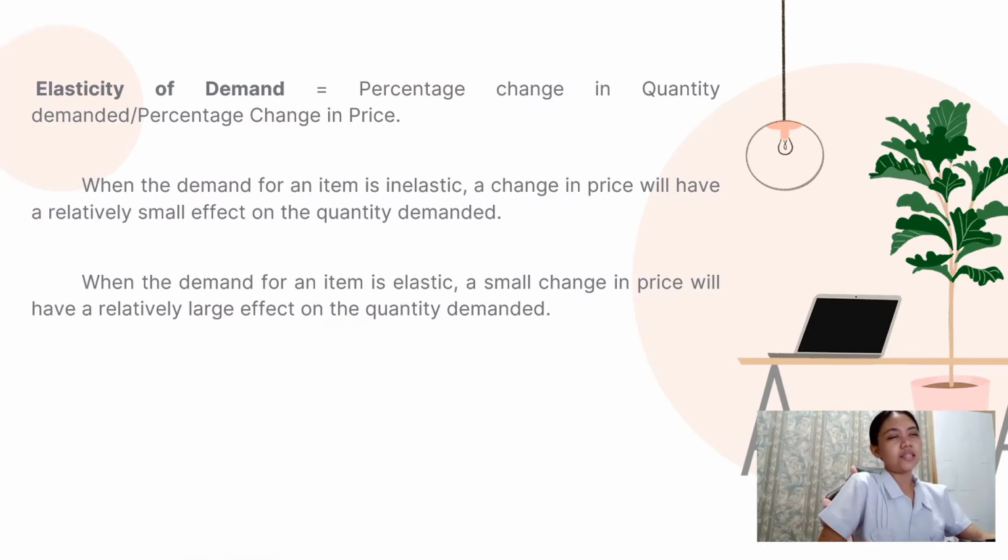So to get the elasticity of demand, the solution is: elasticity of demand equals percentage change in quantity demanded divided by percentage change in price. Price elasticity of demand measures how much the quantity demanded responds to a change in price. When the demand for an item is inelastic, a change in price will have a relatively small effect on the quantity demanded. Quantity demanded responds slightly to changes in the price.